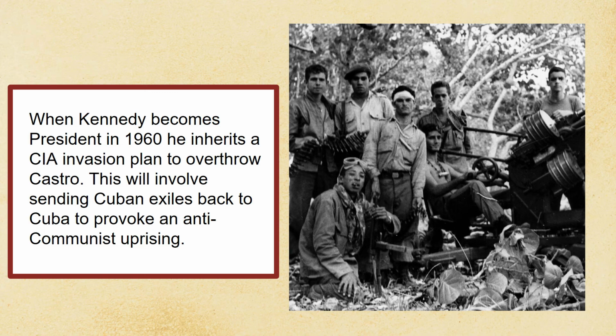And the plan was they were going to send Cuban exiles, so people who had been kicked out of Cuba for supporting America, back to Cuba, and they were going to arm them, they were going to train them to try and get rid of Castro. So they weren't going to send American troops, they were going to send people who had been kicked out of Cuba.